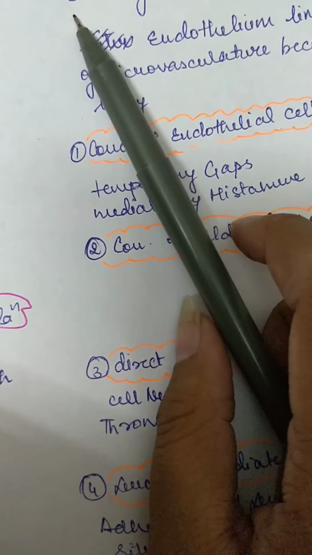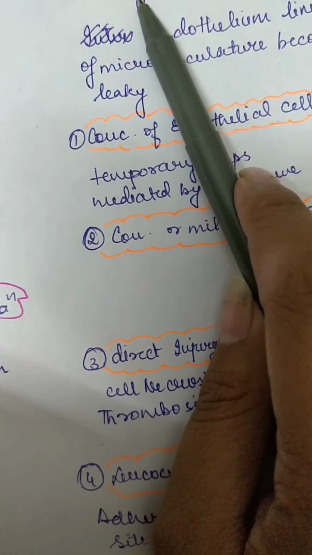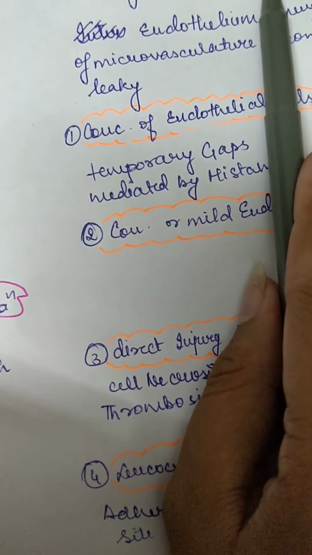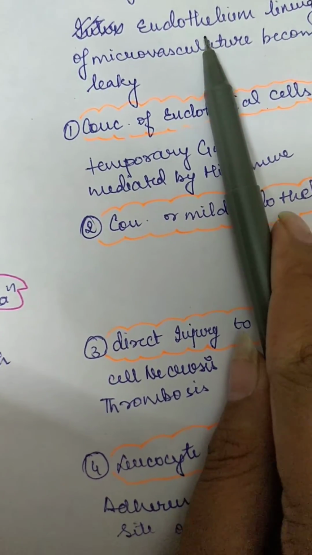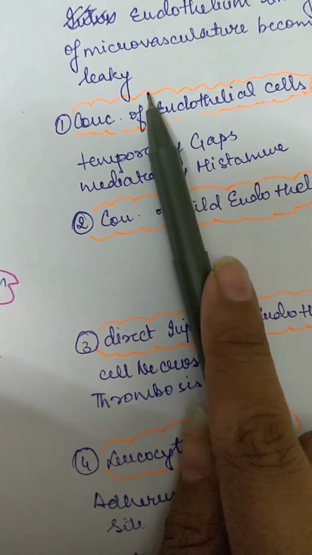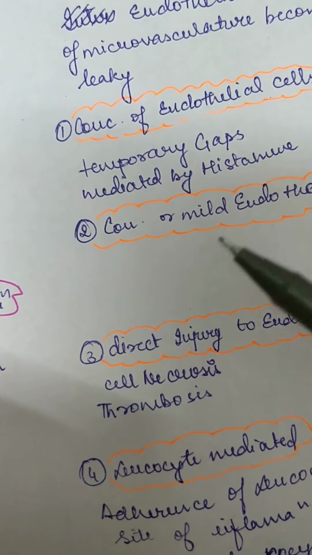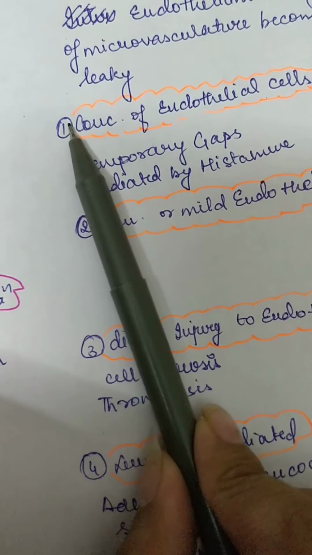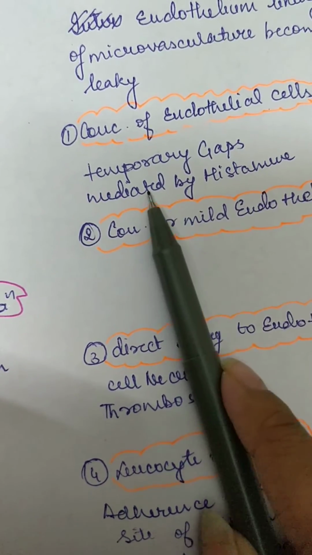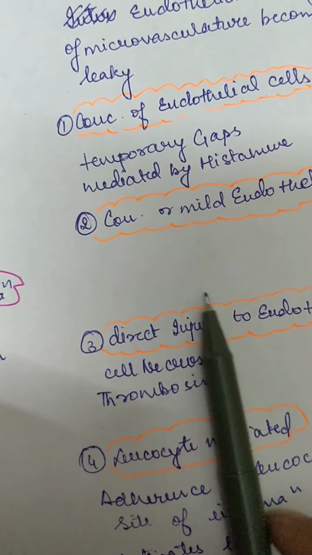Now, in the second part of the acute inflammation vascular events, we have changes in permeability. So let us revise what was the first one. It was hemodynamic changes. So now we need the endothelial lining of the microvasculature to become less leaky, because due to the injury, it becomes leaky. So there is contraction of endothelial cells. There are temporary gaps mediated by histamines. The histamines at the site of injury cause temporary gaps.